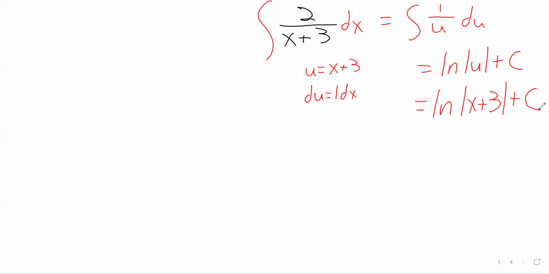So the idea is that if you have a complicated rational function, hard as it is to believe after last week, I'm going to throw some of these windows open and try to get some air moving in here.